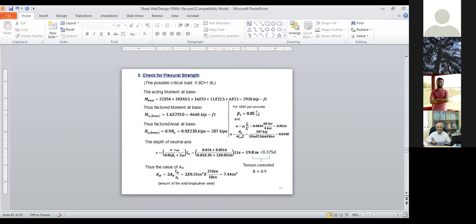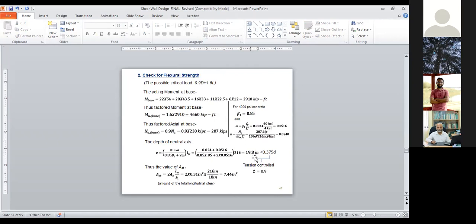And you have the beta one for this concrete, 4000 psi. You know it already. You can get the omega factor, rho L Fy divided by f'c. You can get the alpha factor. You know everything. Then you can get the depth of the compression block. You have this equation. We already discussed it.